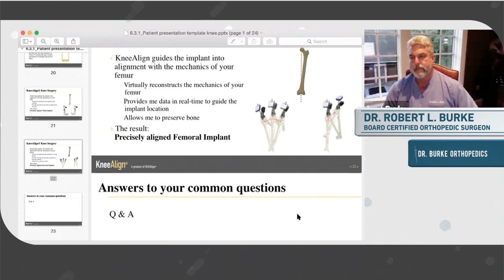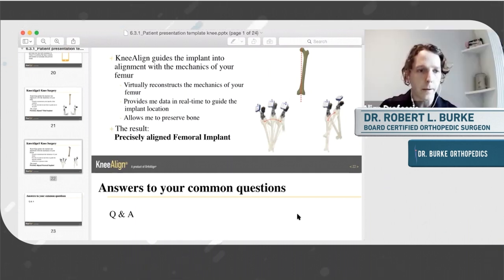Great. Another one from Kathy here, and I apologize, I'm probably going to mispronounce this, but if you have lymphedema, can you have a knee replacement?